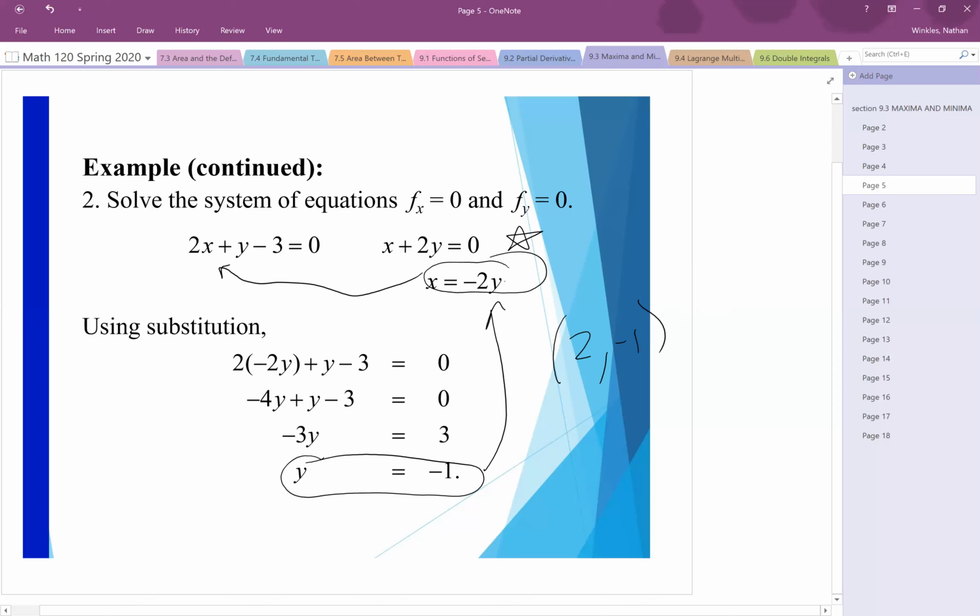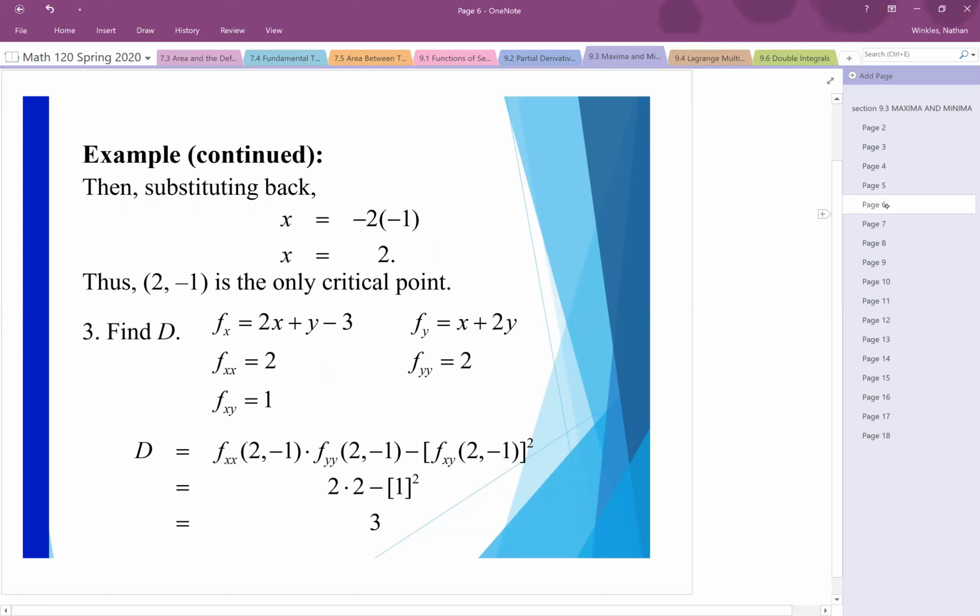Because when we plug negative 1 back into x equals negative 2y, negative 2 times negative 1 gives us a positive 2 for x. So thus (2, -1) is our only critical point.